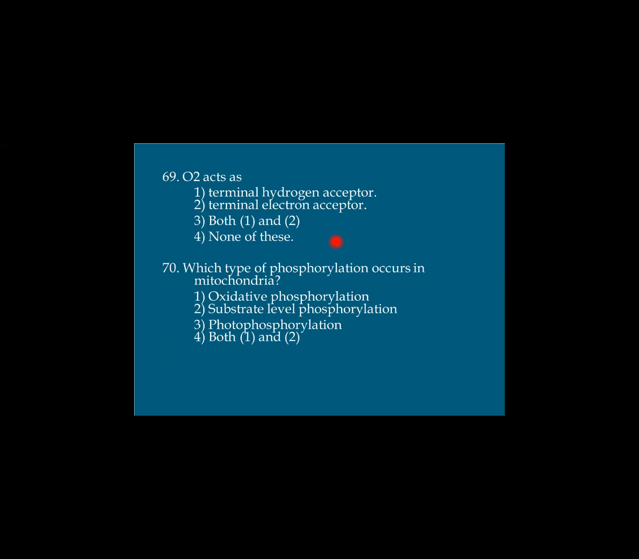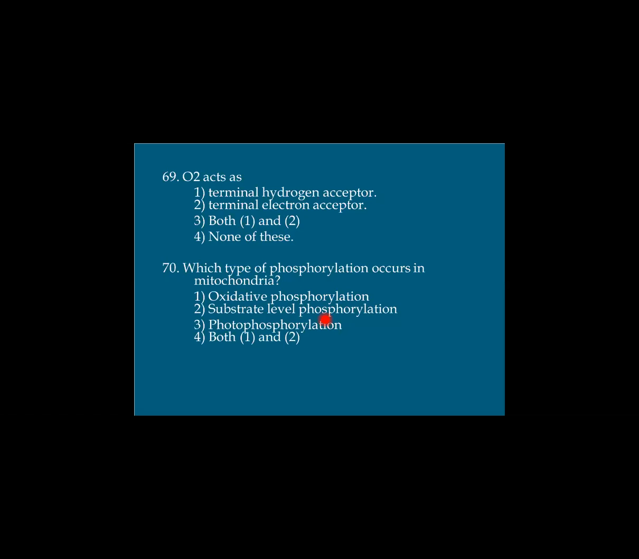Oxygen acts as terminal hydrogen acceptor, terminal electron acceptor, both 1 and 2, none of these. So what should be the answer? Oxygen acts as terminal electron acceptor. Option 2 should be the answer. Terminal hydrogen acceptor, you cannot say so, because the hydrogens are taken from the matrix of mitochondria. Of course, oxygen also accepts hydrogen, no doubt. But you cannot properly say terminal acceptor because it is taking protons from the matrix, whereas it is taking electrons from the sequence of the ETS proteins. So option 2 is the answer.